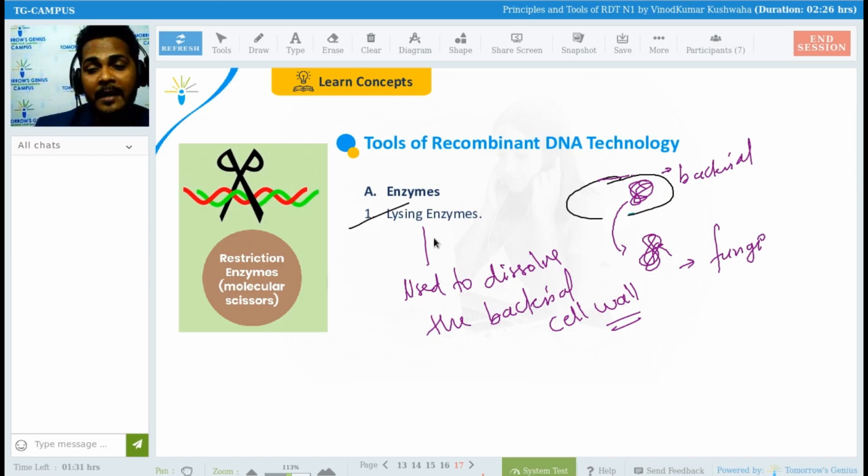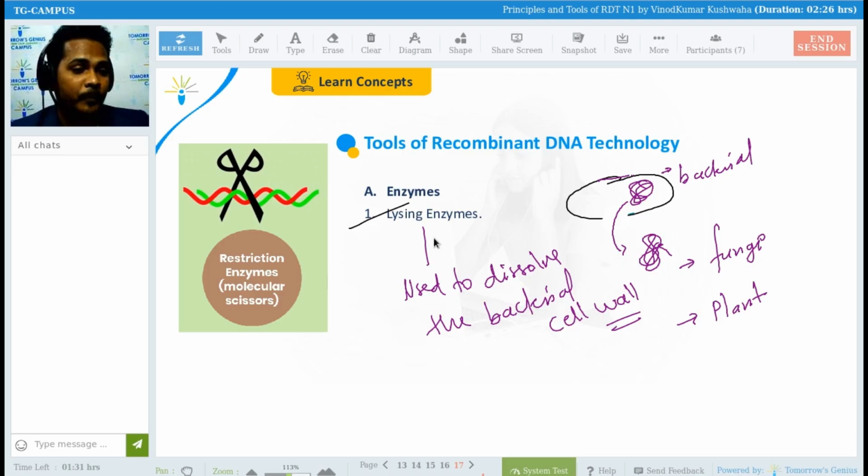And if it is a plant cell, if you want to extract the DNA from the plant cell, then what will you do? Which enzyme are you going to use? Yes, Sindhuja Sri, Sarjana, Sasidaran responded.